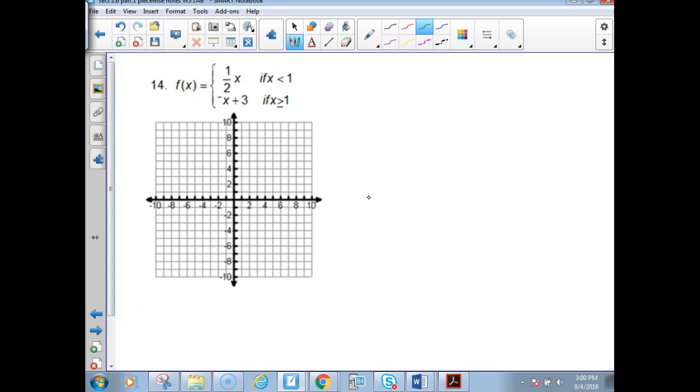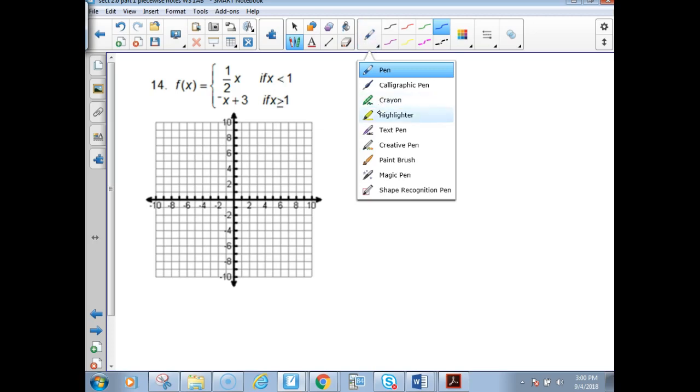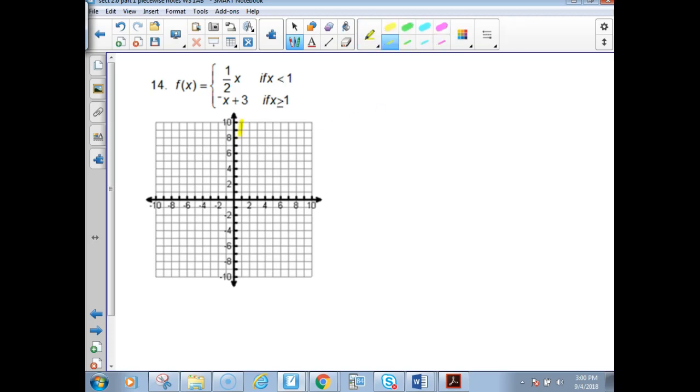The domain would be negative infinity to infinity. All right, let's try another one. First graph. This is our restriction of x less than 1, x greater than 1. That's my boundary number, 1 again. So I'm going to highlight 1 again. You don't have to if you don't want to. I'm going to separate the two graphs.